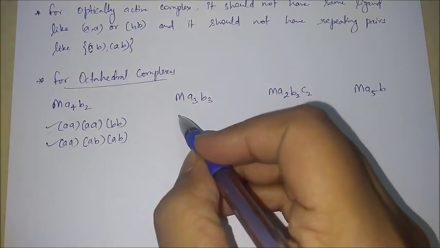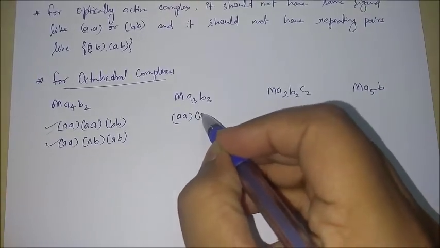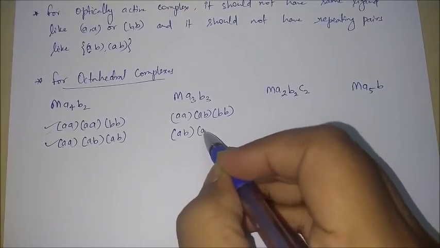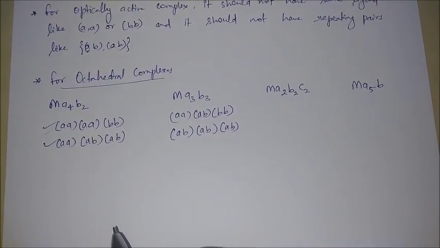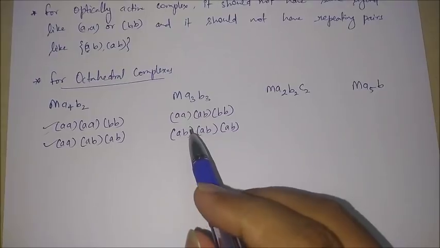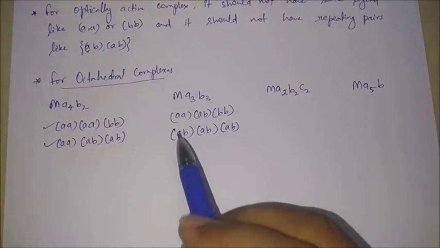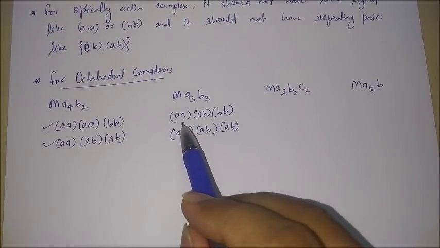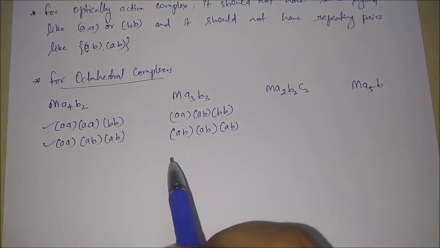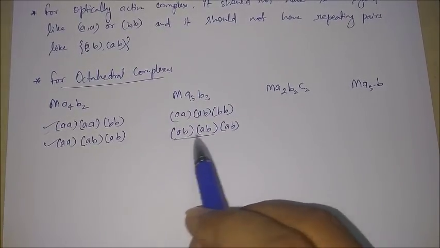Let's talk about this Ma3B3. How can you pair them? If you have 3A and 3B, you can pair it like AA, then AB, and then BB. One way is this, or you can pair them like this: AB, AB, and AB. I don't think there is another way of pairing it up. So there are just two ways of pairing these complexes, so the number of geometrical isomers over here will be 2. If I ask whether they are optically active or not, the first one is optically inactive because you have the same unit repeating inside, and the second one is also optically inactive because you have identical pairs, so that's why it is optically inactive.